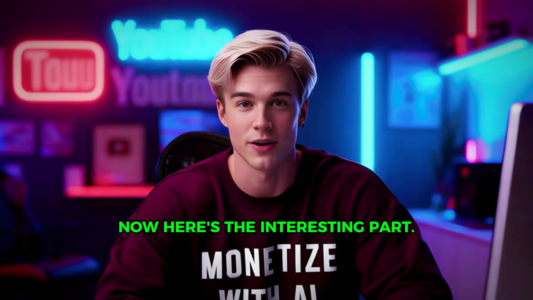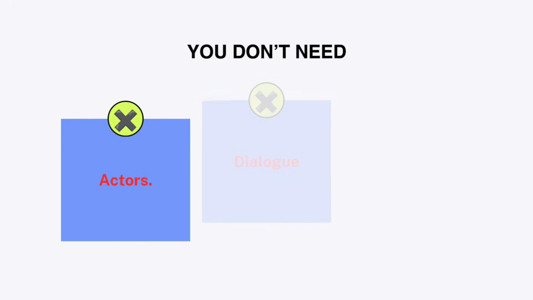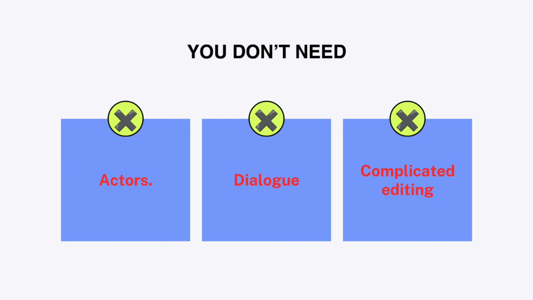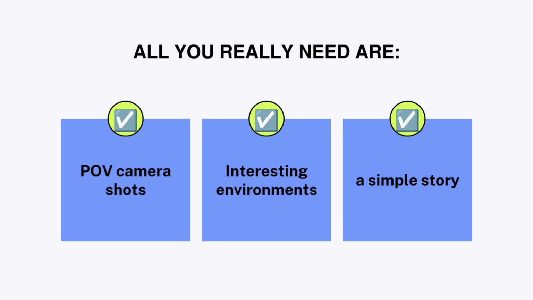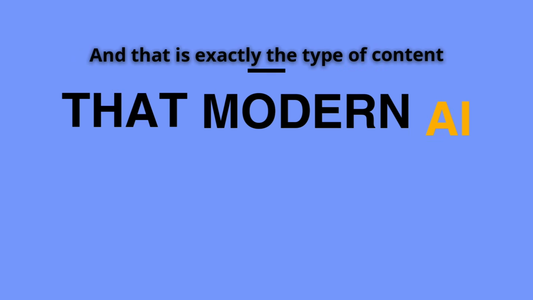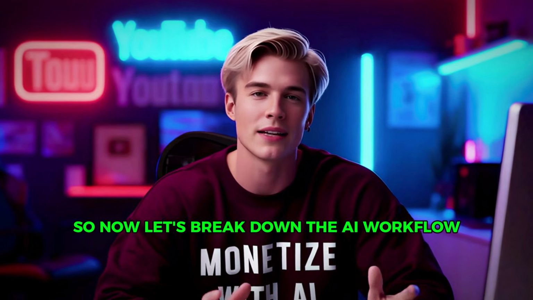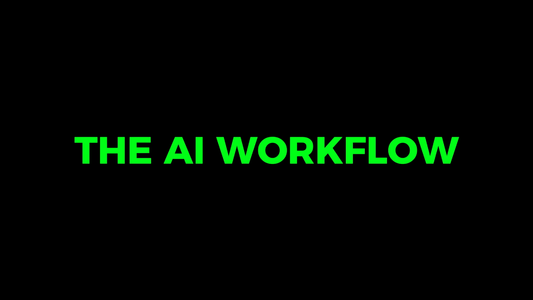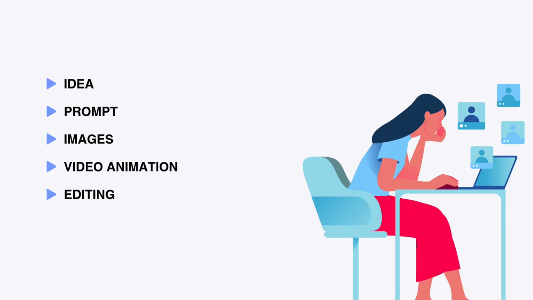Now here's the interesting part. This entire format relies on visual exploration. You don't need actors, dialogue, or complicated editing. All you really need are POV camera shots, interesting environments, and a simple story. And that is exactly the type of content that modern AI tools can generate. So now let's break down the AI workflow. The basic workflow looks like this: idea prompt, images, video animation, editing.